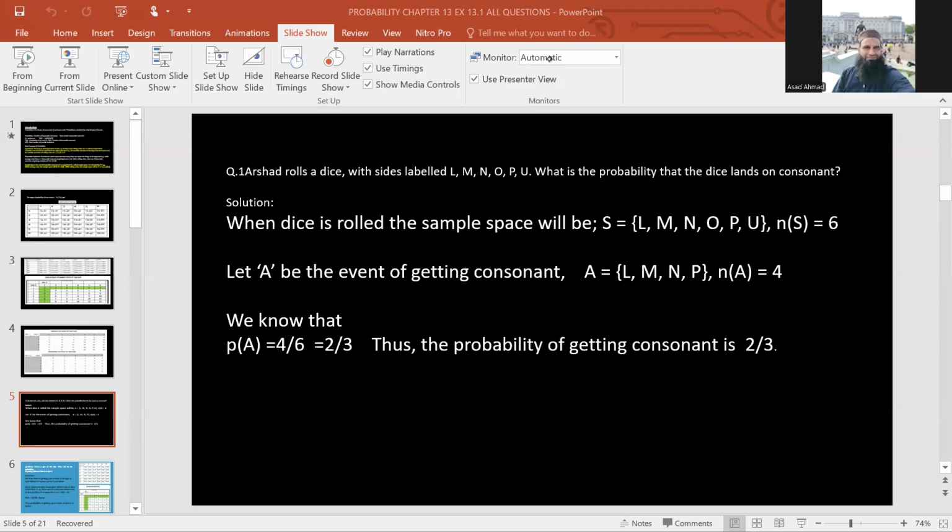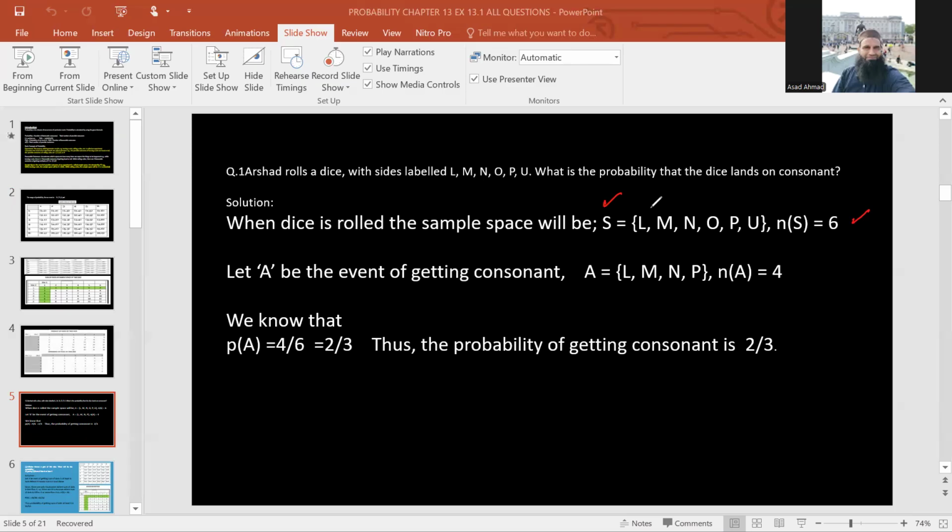As it is mentioned in the question, what possible can come out from this experiment is written in the sample space, that is S. So S is written as sample space. So possible outcomes are L, M, N, O, P, U. So there are six possible outcomes because there are six sides of the dice, and it contains these six letters. So we've been asked to find the probability that it provides a consonant.